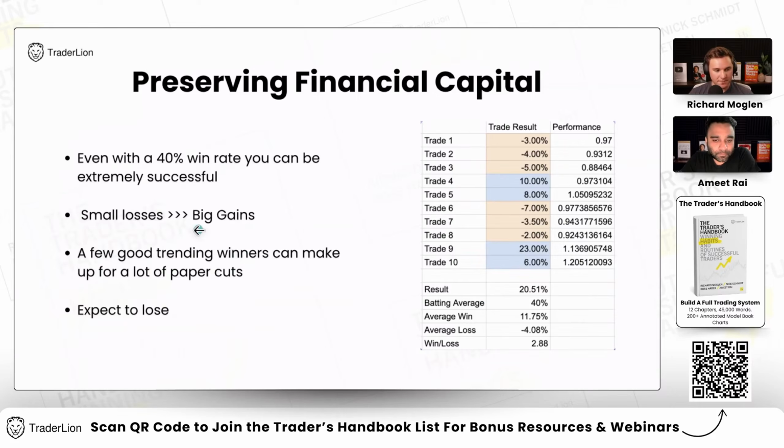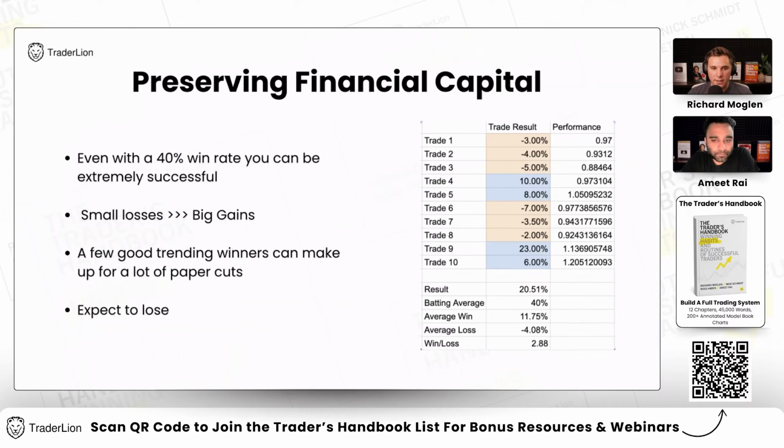So small losses is almost more important than big gains, although big gains definitely help. And this is the aspect of trading that we can control, the small losses. We can control this pretty regularly versus the big gains will just kind of happen every now and then in the strongest market conditions, in the strongest stocks. And what's key here is you only need a few good trending winners to make up for a lot of paper cuts. And you just want to build in failure and expect to lose.